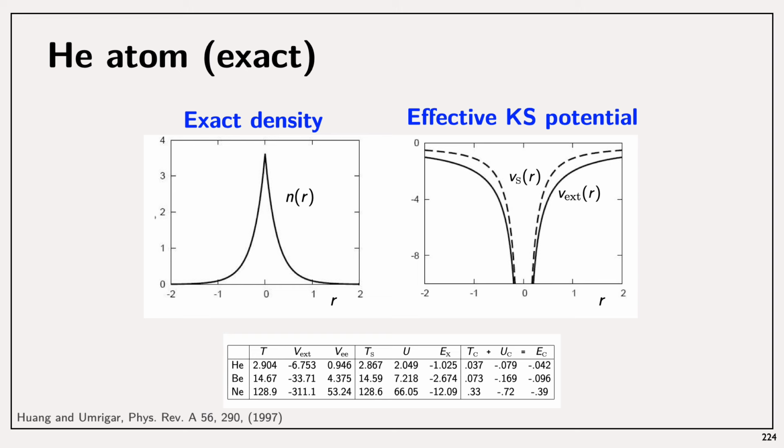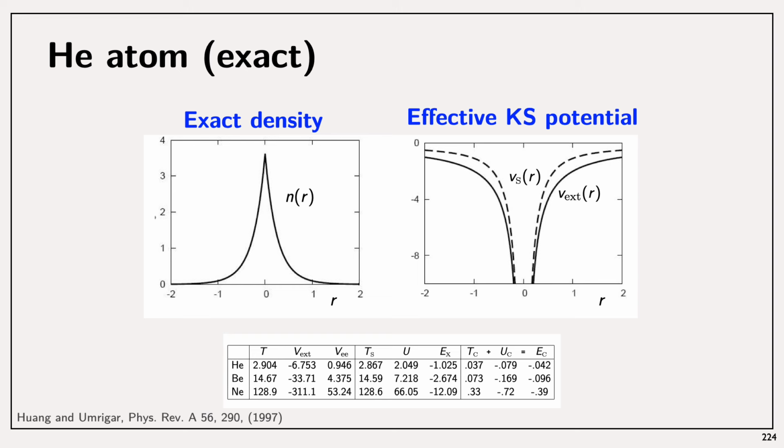What this is saying is that the correction to the kinetic energy, for example for helium, is just a tiny fraction, about 1%. So the TC is about 1% of TS. So we get most of the kinetic energy correctly using LDA, using DFT, Kohn-Sham.